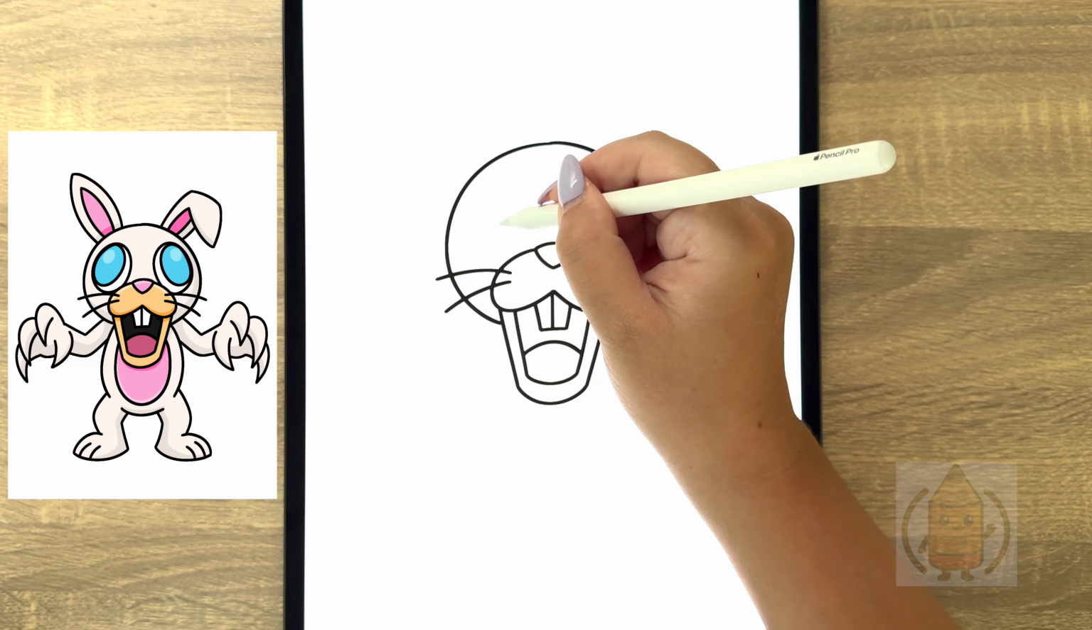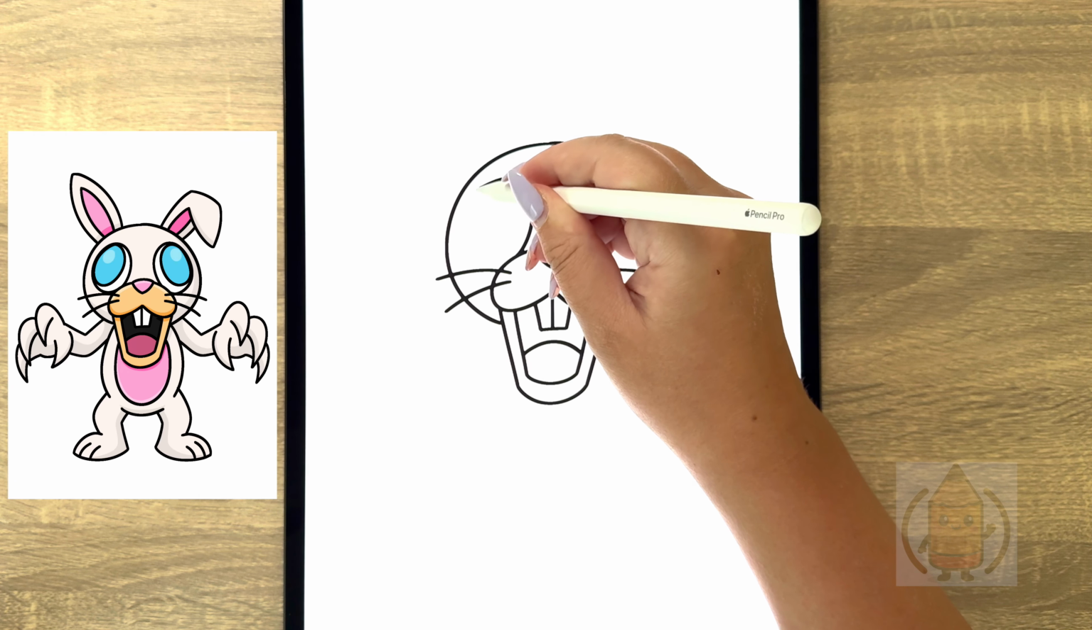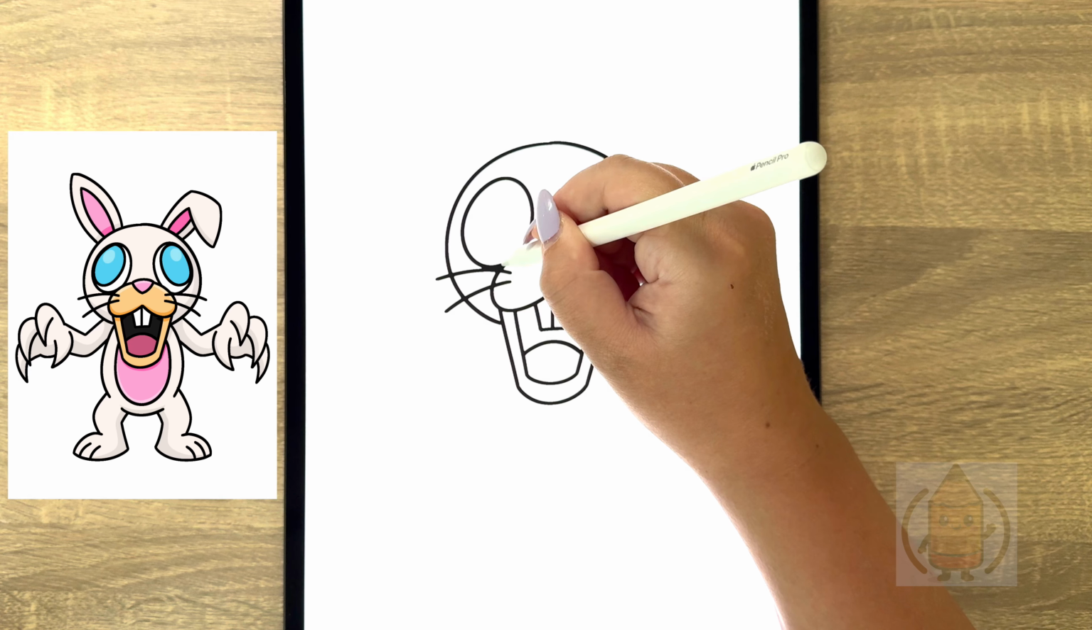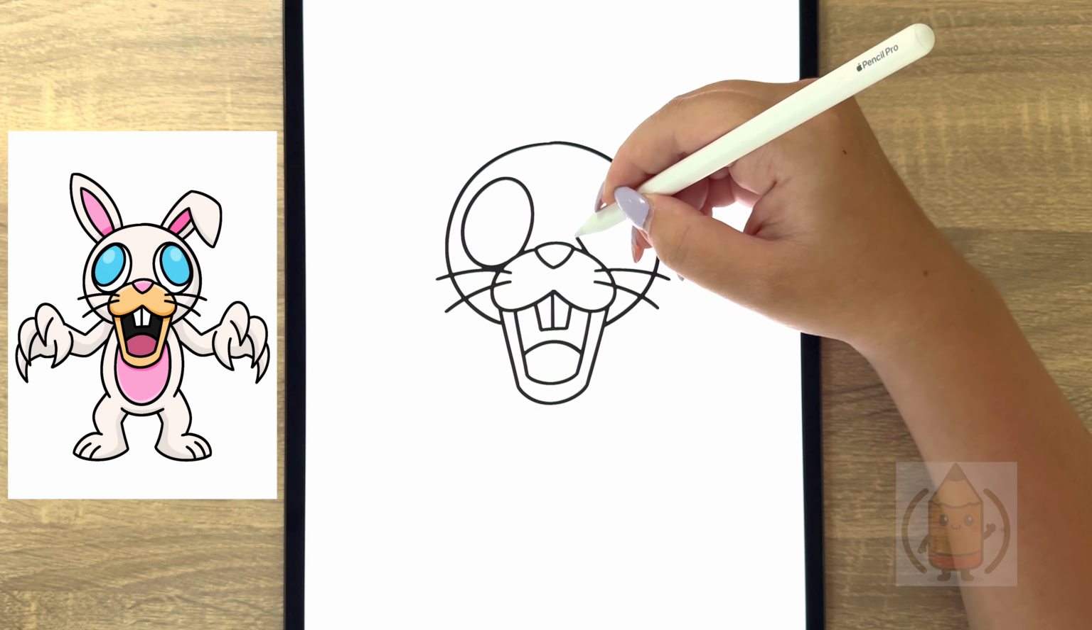Let's come up for the eyes now. So we're going to draw in a nice big oval. So starting from the top here, we're going to curve this around, pulling this over, tucking that back in. And then we'll replicate that on the opposite side.